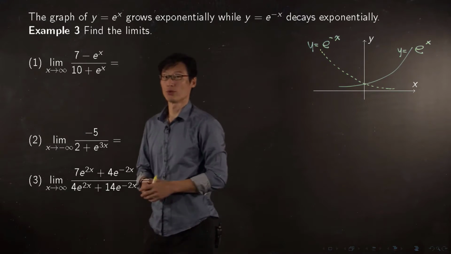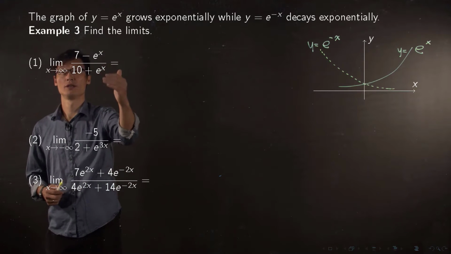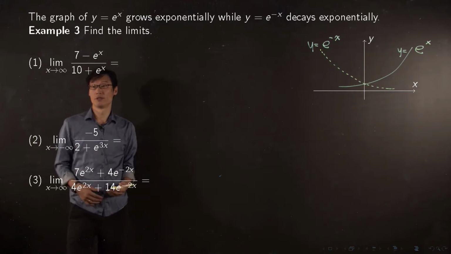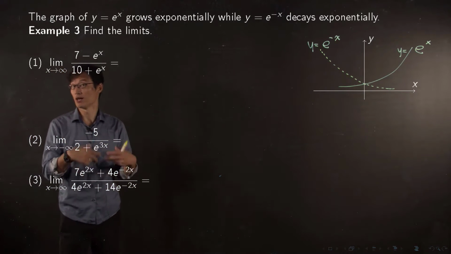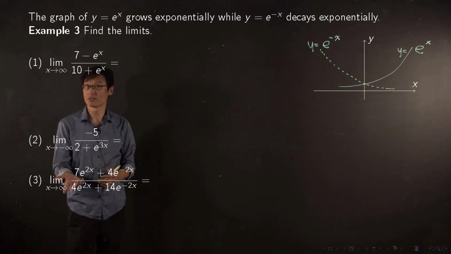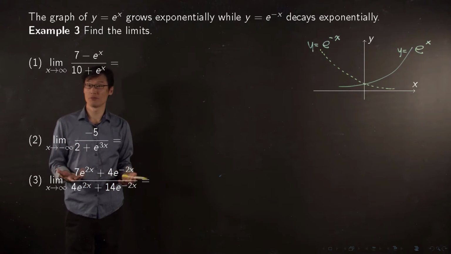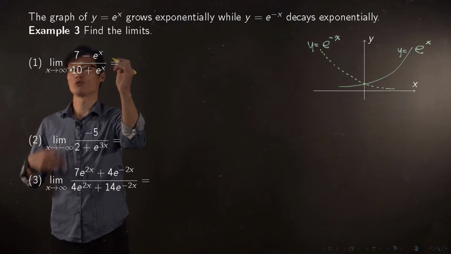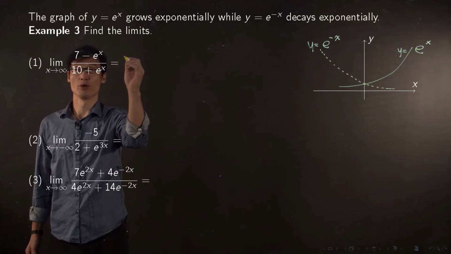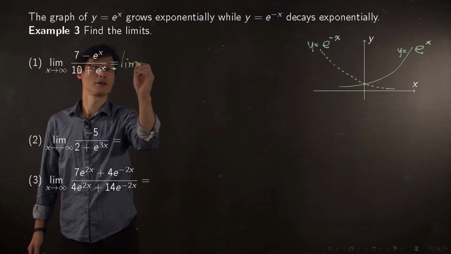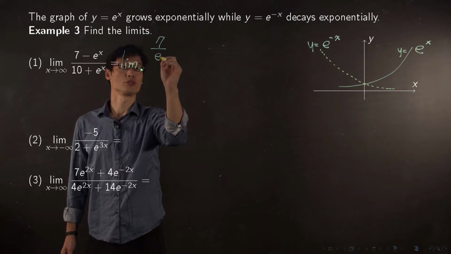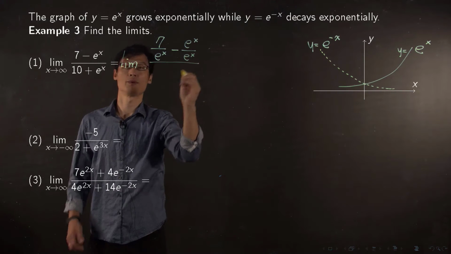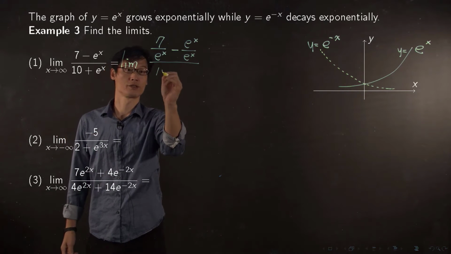So in the first example, we have a copy of e to the x. As you see, e to the x will be a huge number when x is getting larger and larger. So the leading term, in that sense, is e to the x. To find the limit rigorously, you want to divide everything by the leading term. So when you divide everything by e to the x, we will have 7 over e to the x minus e to the x over e to the x. We are dividing everything by a copy of e to the x.